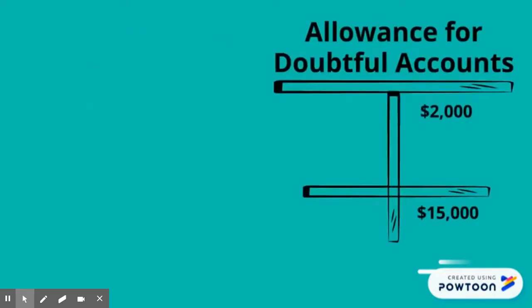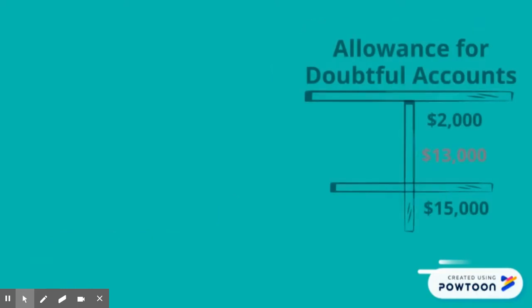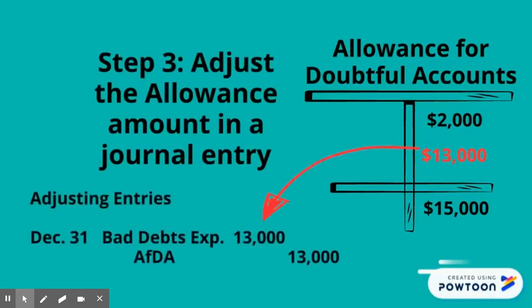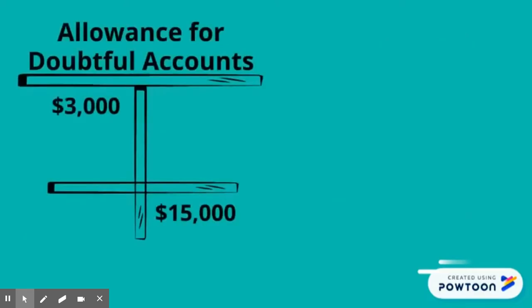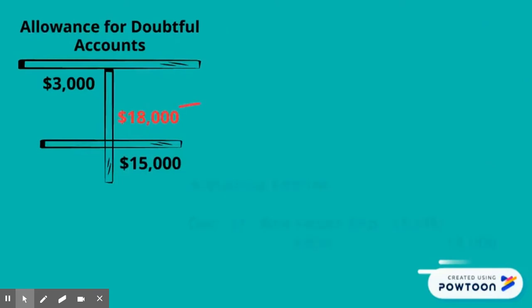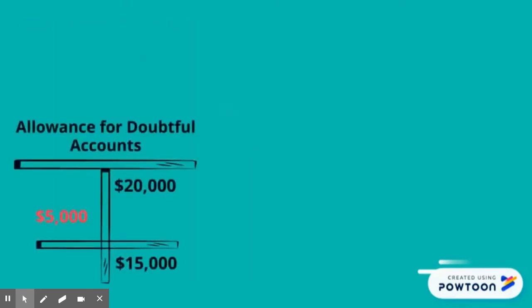Well, using your debit and credit theory, step 2 is simply comparing the ideal against the current and calculating the amount of adjustment you need to bring about your ideal balance. Once you've determined the adjustment, you simply create an adjusting entry for bad debt expense and AFDA appropriately. What happens when you have a starting balance other than a credit or one that's larger? There is no difference. You simply calculate the same way you always would. Of course, your entries will change accordingly, but they will always include AFDA and bad debt expense.